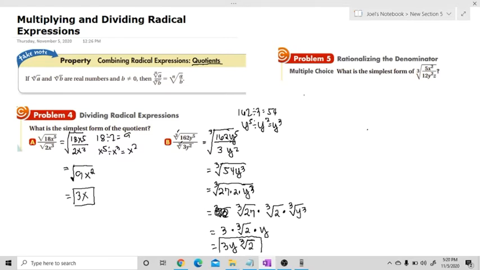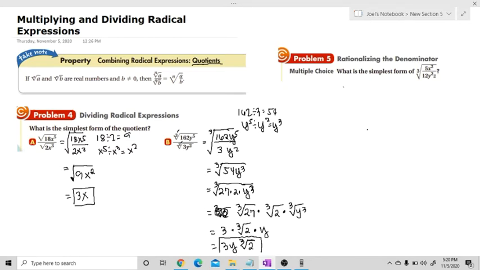Let's proceed to problem number 5. It is all about rationalizing the denominator. What does rationalizing the denominator mean? It means taking away the radical expression in the denominator. It is a rule in mathematics that there should be no radical sign in the denominator. It should be removed.